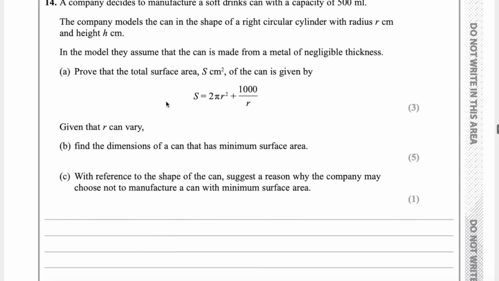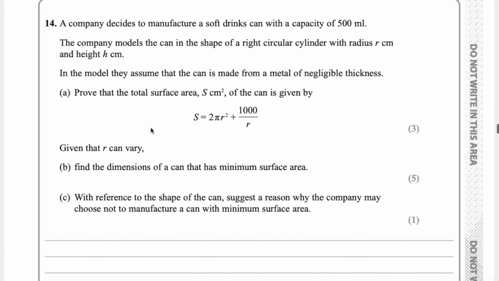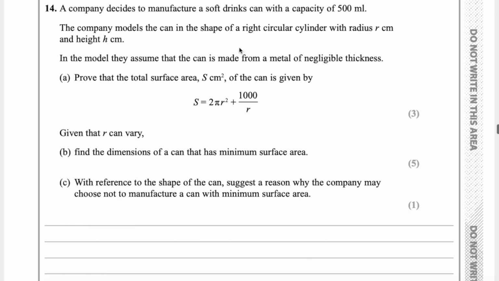Okay, so how can we go ahead and prove this? Well, we know the formula for the surface area of a cylinder and the formula for the volume of a cylinder. We're going to have to combine those together to get this formula for the total surface area of this particular can. Okay, so we're told, the only thing we're told is that it has a volume of 500 milliliters. So we can start with that.